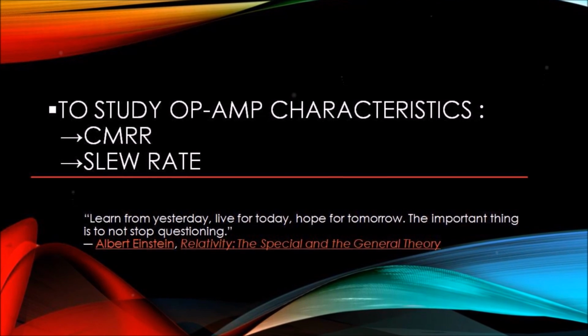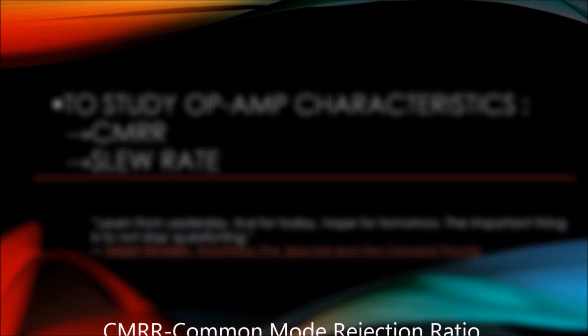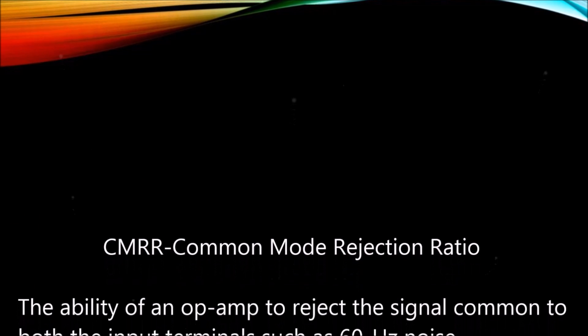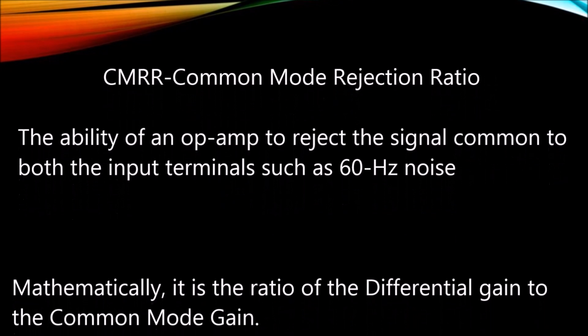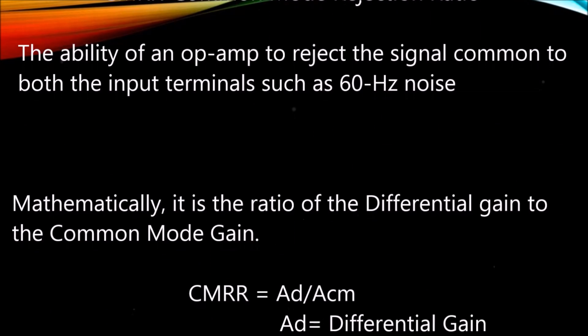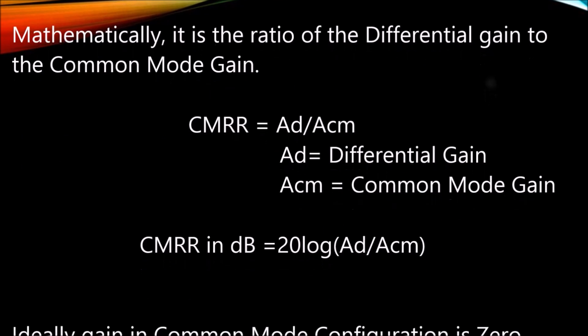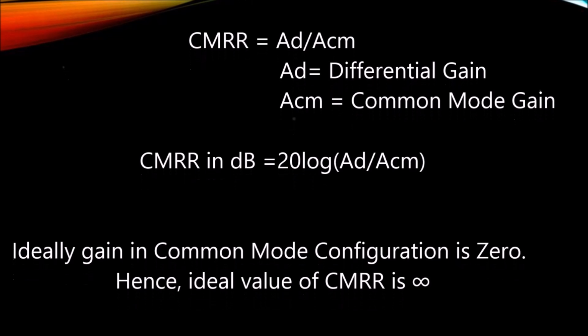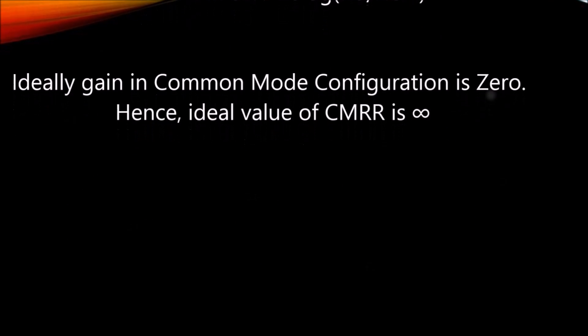Hello everyone and welcome to our video tutorial where we will be discussing and studying opamp characteristics, that is CMRR and slew rate. Talking about CMRR, CMRR stands for common mode rejection ratio and is the ability of an opamp to reject the signal common to both the input terminals, such as 60 Hz noise. It is the ratio of differential gain to common mode gain, that is AD over ACM. Ideally, gain in common mode configuration is 0, hence the ideal value of CMRR should be infinity.